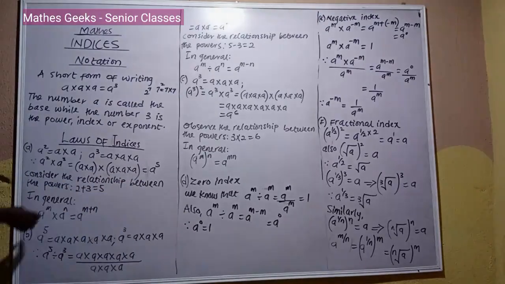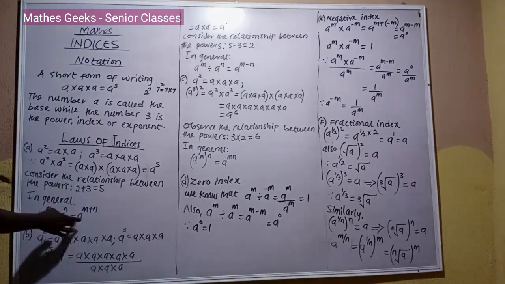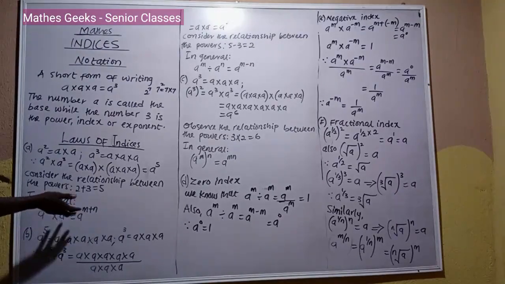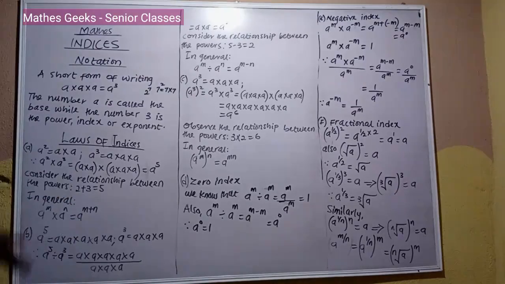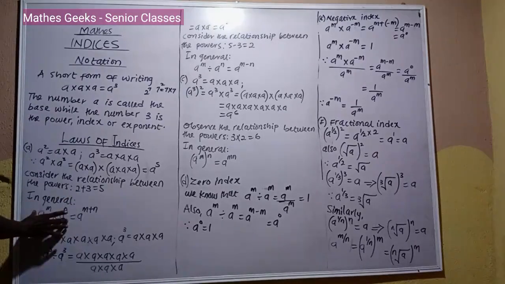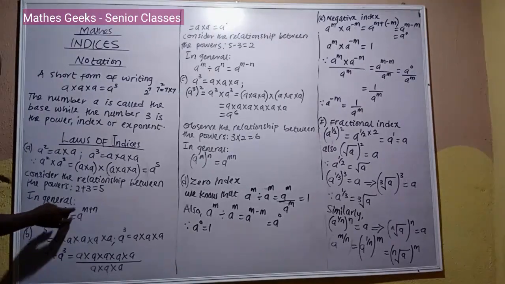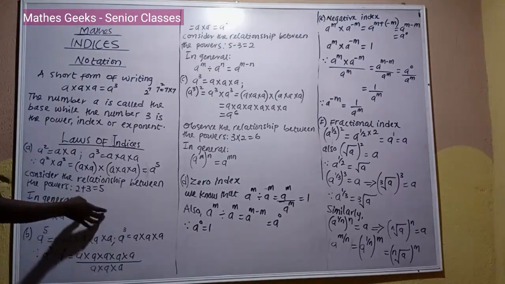So in general, whenever a raised to m times a raised to n is equal to a raised to m plus n. Whenever the bases are the same, but the indices are different, it doesn't matter whether they are different or the same. Once the bases are the same, you simply add the powers together. That's the addition law of indices, or the multiplication law of indices. Once the 2 bases are the same, irrespective of the exponents or indices, just add them up together. So a raised to m times a raised to n is equal to a raised to m plus n.